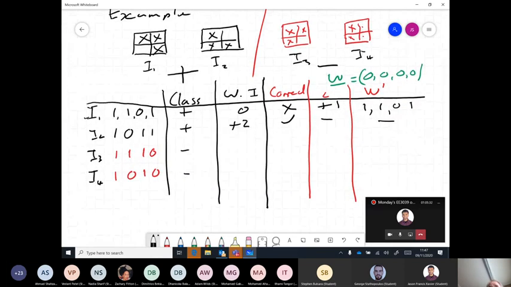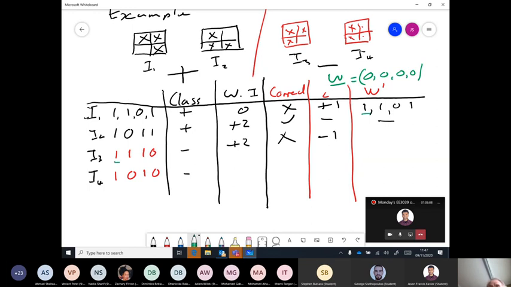Now, the negative class. Latest weight vector, 1, 1, 0, 1. The scalar product with this pattern is going to be 1 plus 1 plus 0 plus 0. It's going to be +2. Wrong! It should be negative. We need C to be -1. We now subtract the current input pattern from the latest weight vector.